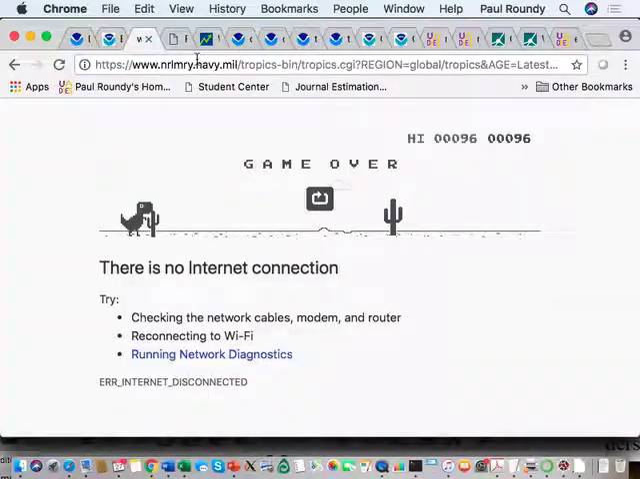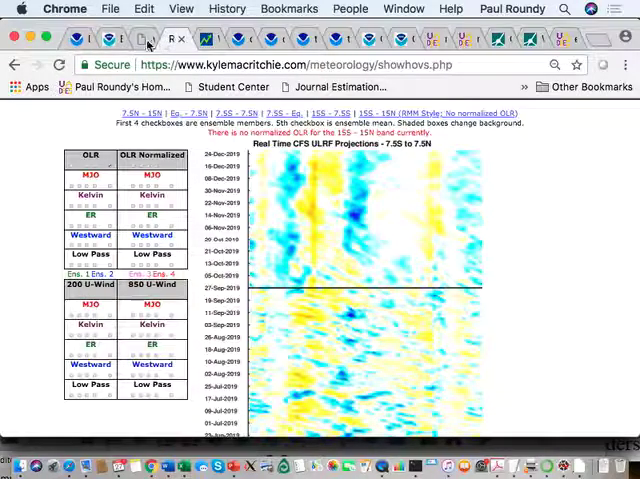So there's my no internet service available. My dinosaur hit the saguaro cactus. So we're going to skip the satellite image, which I couldn't reload.